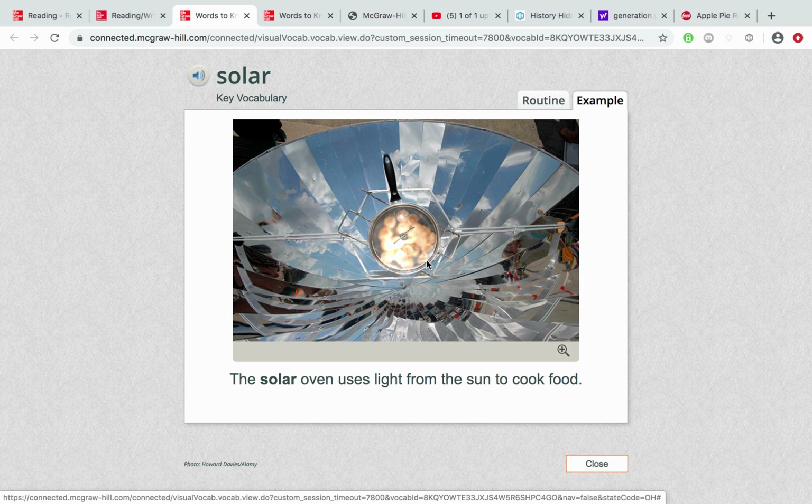Mrs. Friesner showed me one time last year. You take foil, aluminum foil, and you can wrap up graham crackers and marshmallows and chocolate, wrap it up and put it in the sunshine, and it will make a great s'more just using the solar energy from the sun. That'll be a fun thing to do while you're at home this week.